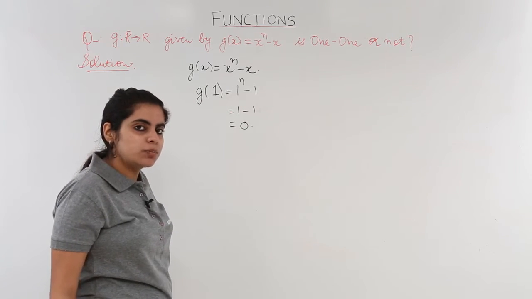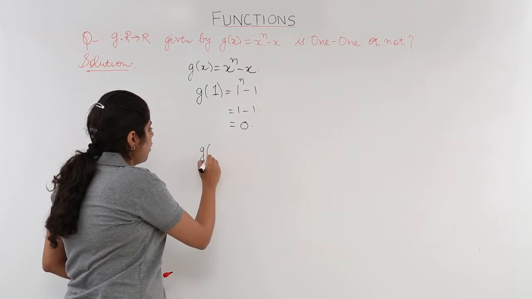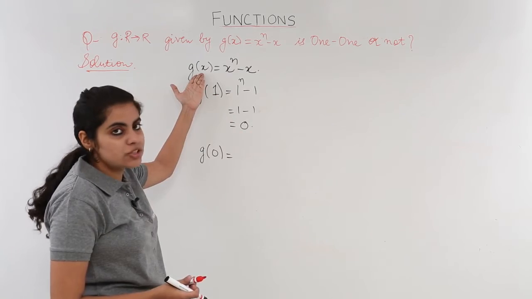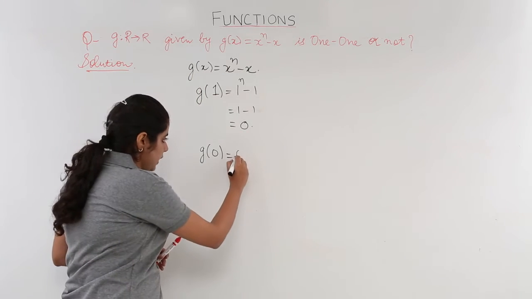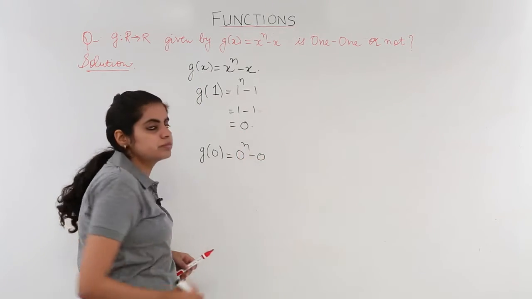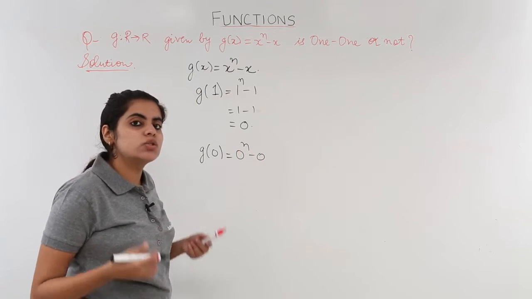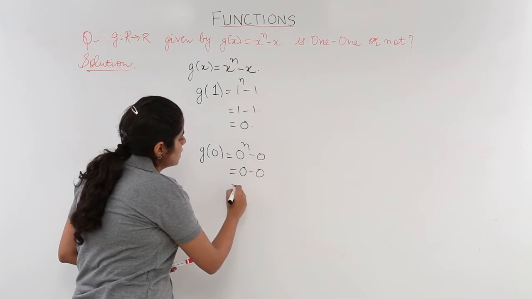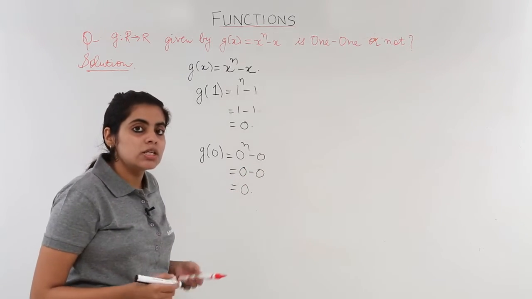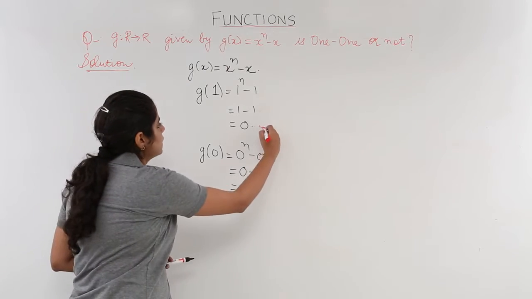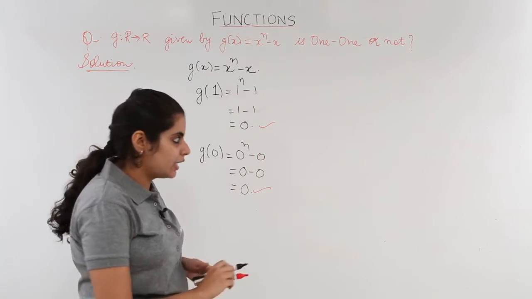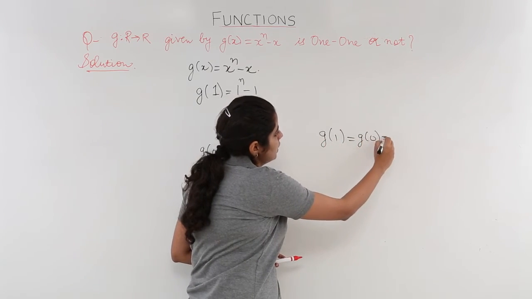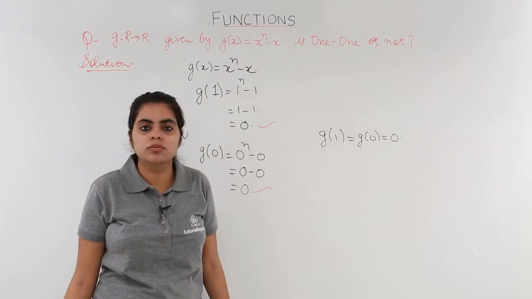Now let's put g(0) in our consideration. That means putting x is equal to 0 in the question. 0 raised to the power n minus 0. Now 0 raised to whatever power would always give me 0 again, and 0 minus 0 would again give me 0. So what do we observe? We observe that the results of these two are the same. That means g(1) is equal to g(0), which is equal to 0.